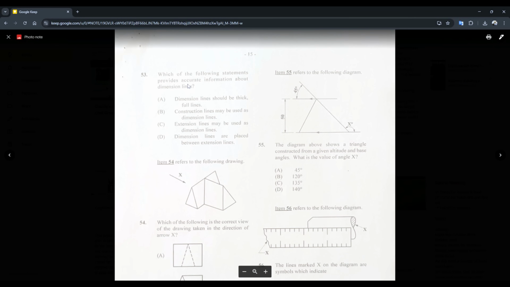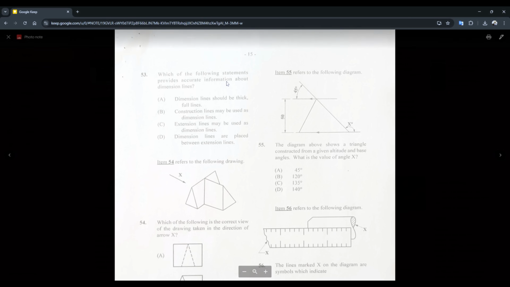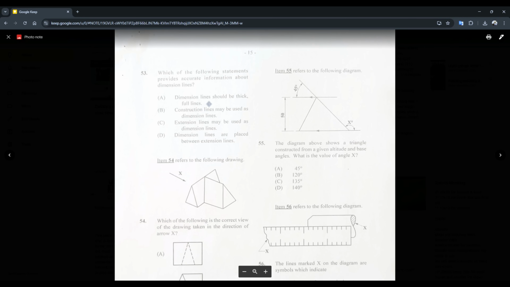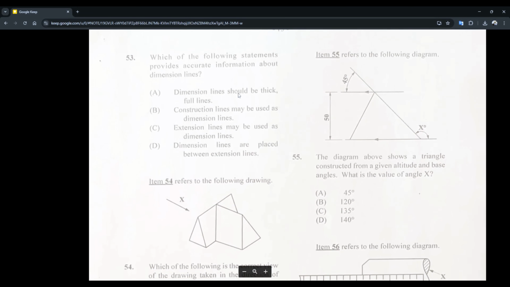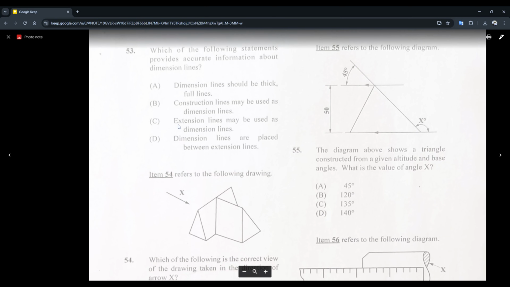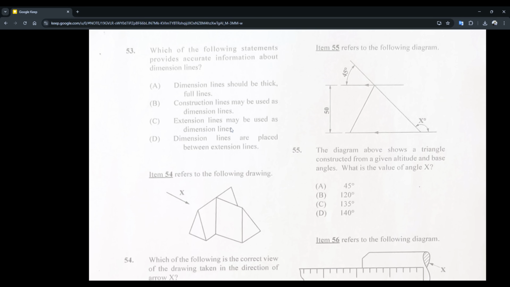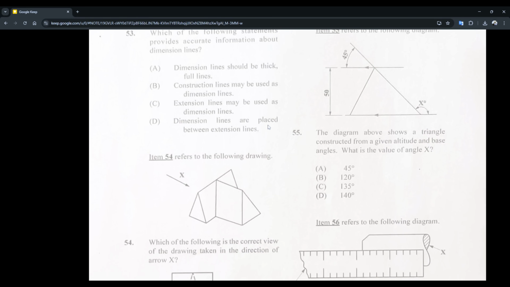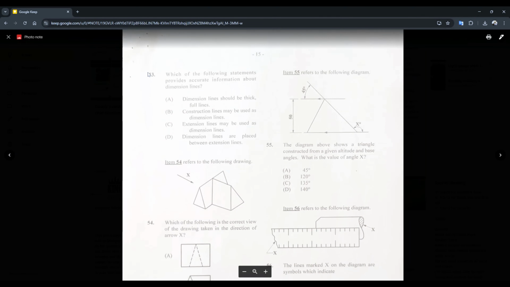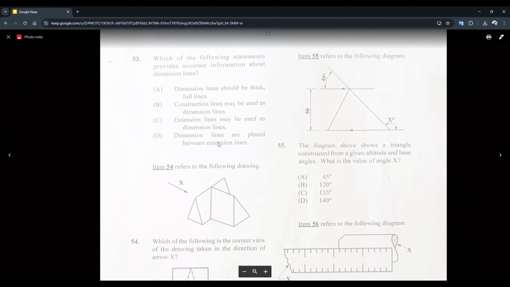Number 53, which of the following statements provides accurate information about dimension lines? So the first one, dimension lines should be thick, full lines. No. Construction lines may be used as dimension lines. Nope. Extension lines may be used as dimension lines. Nope. Dimension lines are placed between extension lines. All right, so number 53, D.